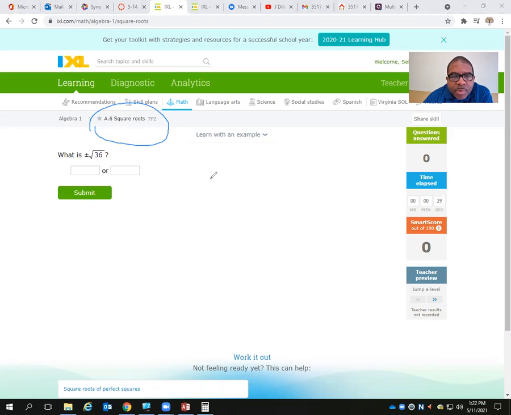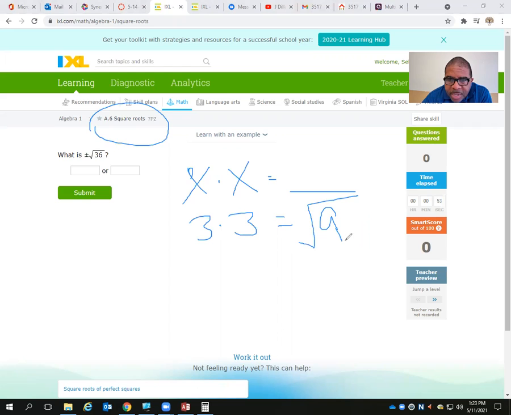Now, what is a square root? That means something like X times X, something times something. That would be the square root. So let's say we had 3 times 3, something times something. That's 9. So the square root of 9 is 3 because 3 times 3 is 9.